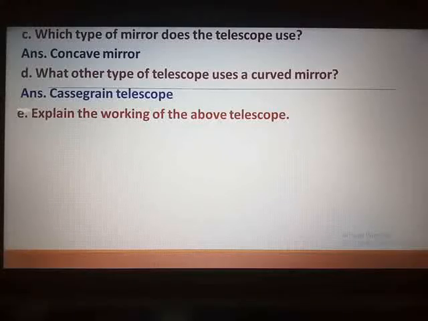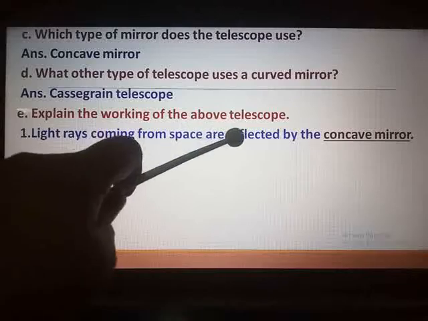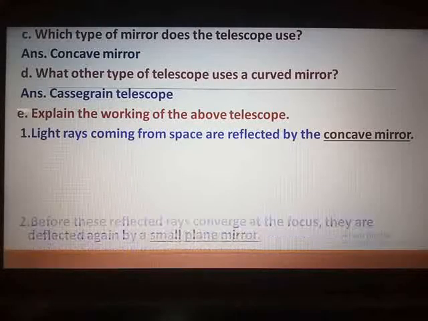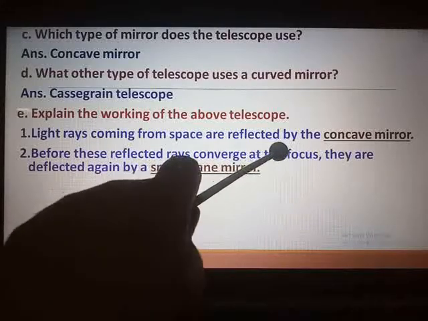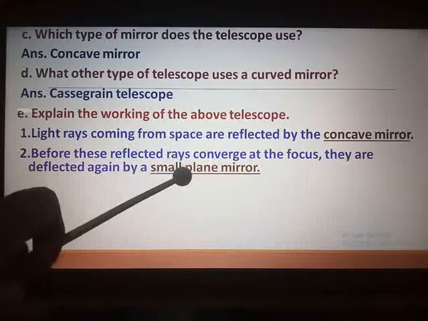Refer page number 211, second paragraph. Page number 211, second paragraph, fourth line. There is your point number 1. Light rays coming from space are reflected by the concave mirror. Point number 2, continue marking. Before this reflected rays converge at the focus, they are deflected again by a small plane mirror.